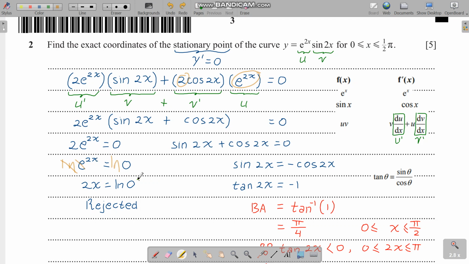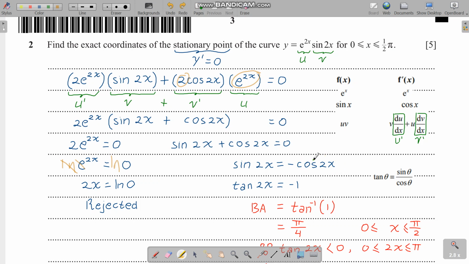And if we use a calculator, we will get a math error. So this is undefined. This is impossible. There's no solution from here. Now from here, we can move the cos 2x to the right. So we subtract both sides with cos 2x. And then we divide both sides by cos 2x.